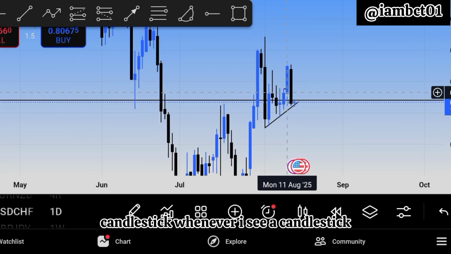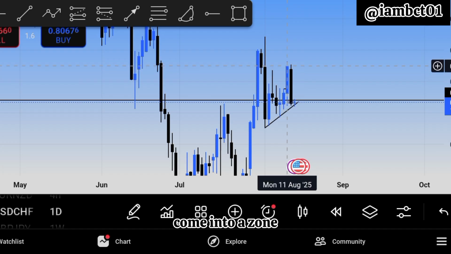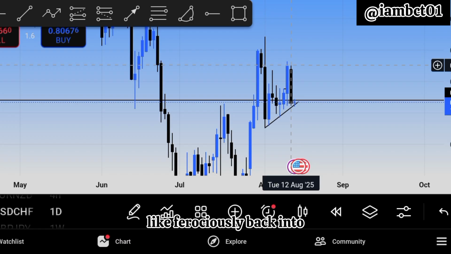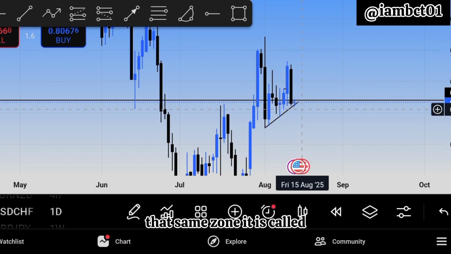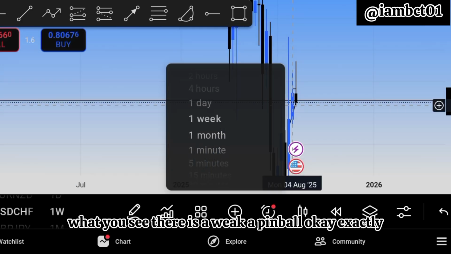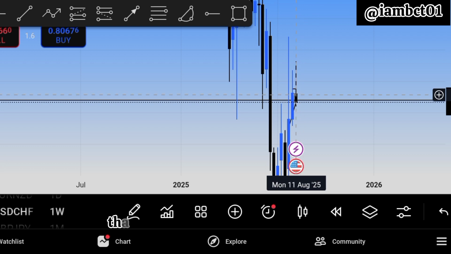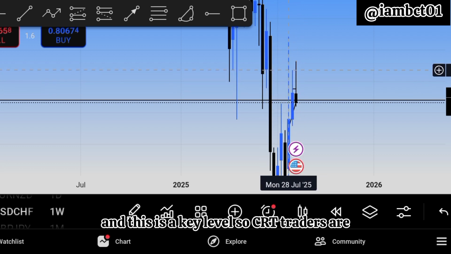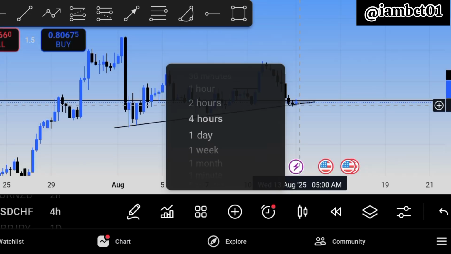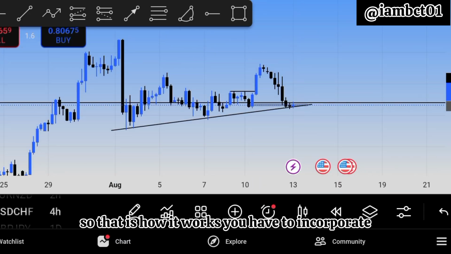Whenever you see a candlestick come into a zone and then the second candlestick just close ferociously back into that same zone, it is called a fake breakout. Because if you come to weekly, what you will see there is a pin bar. Okay, exactly, that is it. And that pin bar took out last week's pin bar, and this is a key level. So CRC traders are going to be entering a sale from up here and are going to be in profit right now. So that is how it works.